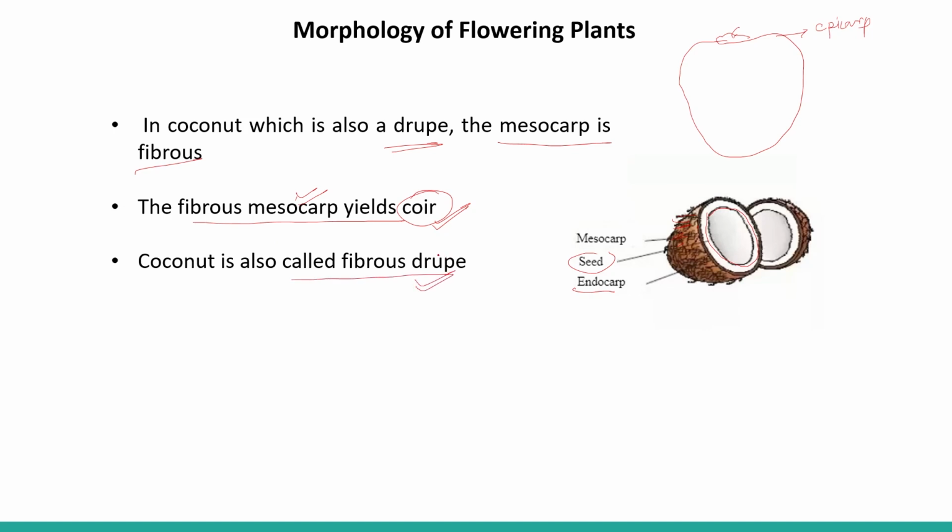So drupe is the fruit, but in some drupe fruits the mesocarp is edible. But in some other fruits of the drupe type, the seed is edible. As we see in the case of mango, the mesocarp is the edible part. But here in the case of coconut, it is again a drupe fruit, but the seed is the edible part.